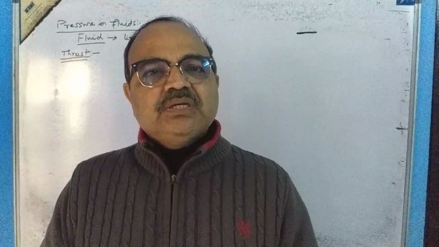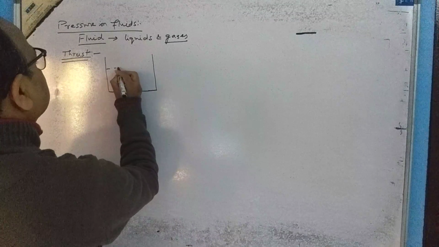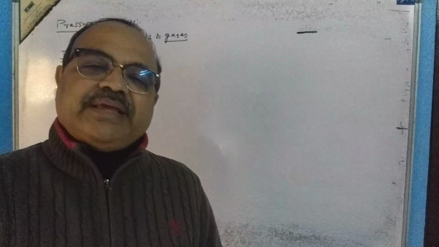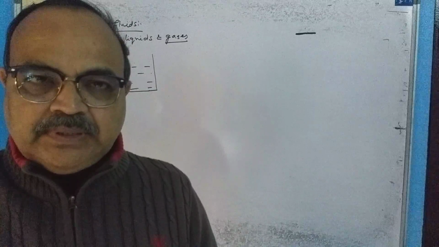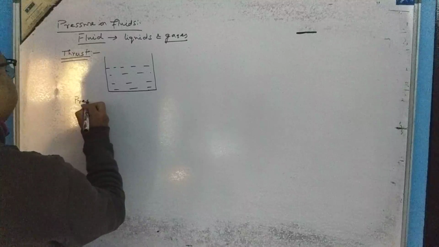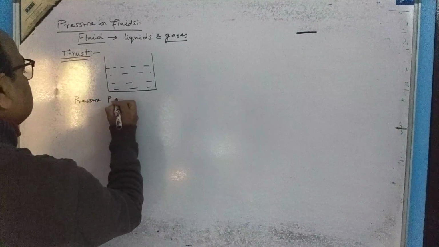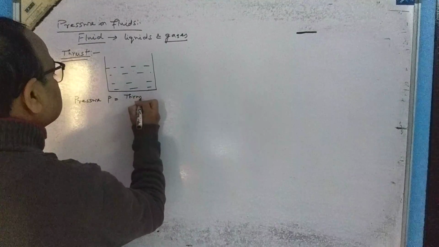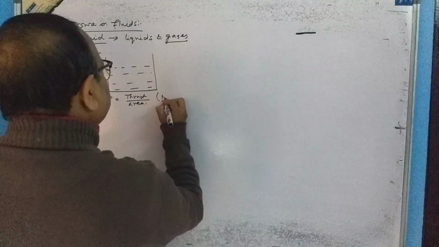That means, suppose a fluid is in contact with a solid, like this. This is a container with which it is in contact. Whatever amount of force it is exerting on the base with which it is in contact, that is called the thrust. And the pressure P is equal to the thrust divided by the effective area, the area on which the thrust is acting. Obviously, its unit should be Newton per meter square. This is the pressure exerted.